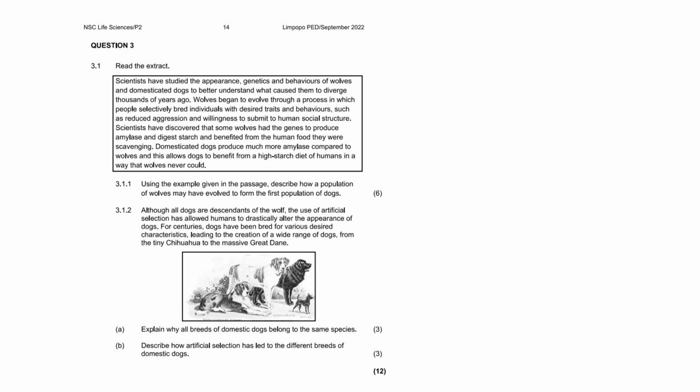Scientists have discovered that some wolves had genes to produce amylase and digest starch, and this benefited them from the human food they were scavenging. Domestic dogs produce much more amylase. Oh, okay, so the dogs have got more amylase in them. That's why they can eat more of our food than wolves. So wolves cannot eat more of our food. Okay, that's a good story.